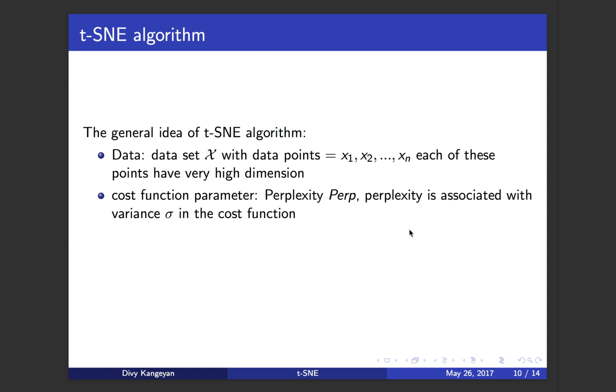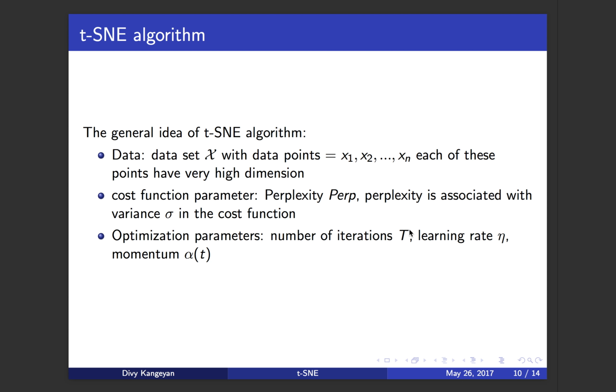And then you have a cost function parameter, which is the perplexity, or perp, and the perplexity is associated with the variance sigma in the cost function. And then you also have optimization parameters: the number of iterations T, the learning rate eta, and the momentum alpha of t. So you have all these components, the data, the cost function parameters, and the optimization parameters, and you use all of them to get the lower dimensional representation Y.